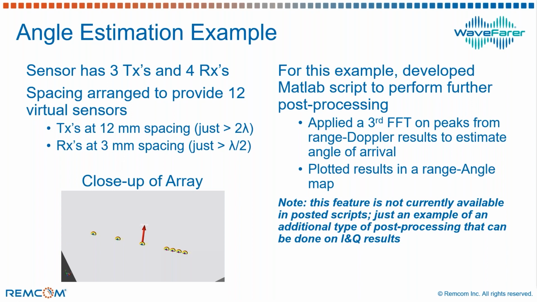And with those 12 virtual sensors, we could then use those 12 returns, the 12 different angular variations across that virtual array, to do some angle estimation of where the person was as they were moving through the room. So we applied a third FFT now, taking the peaks from the range Doppler at each range and plotting the results in a range angle map.